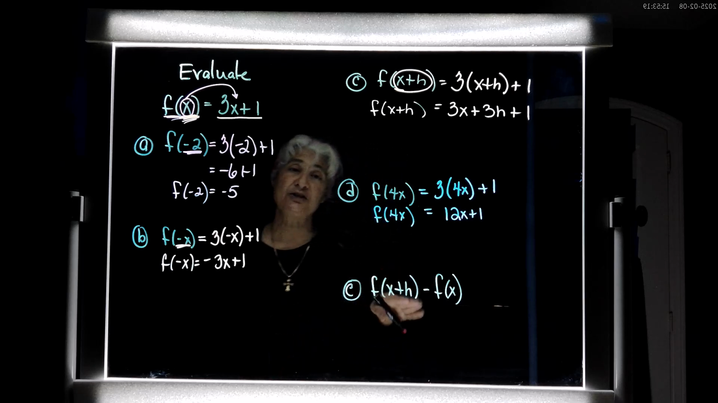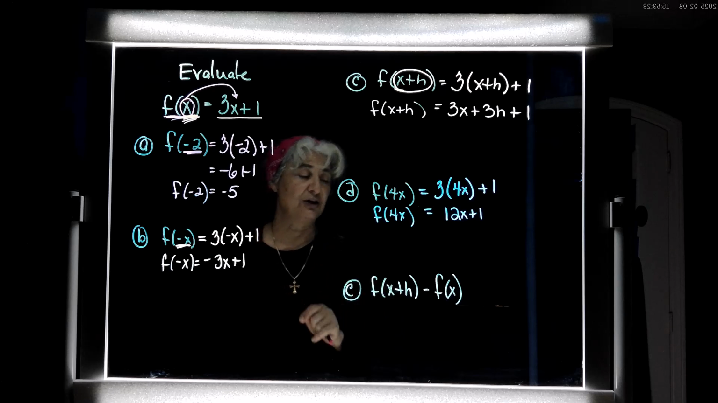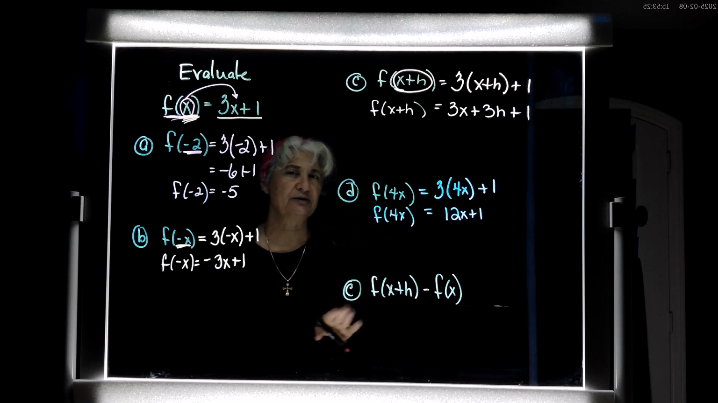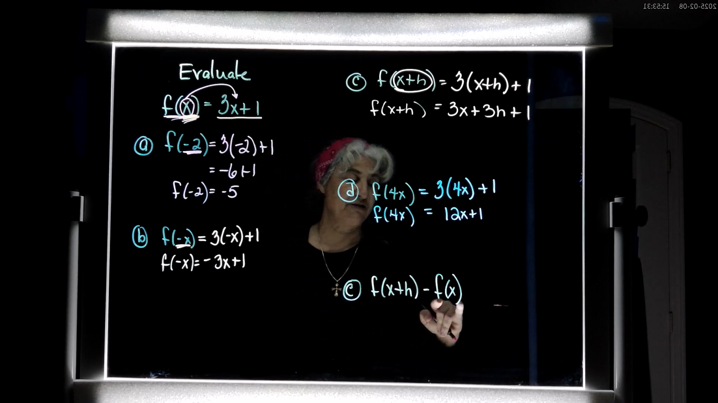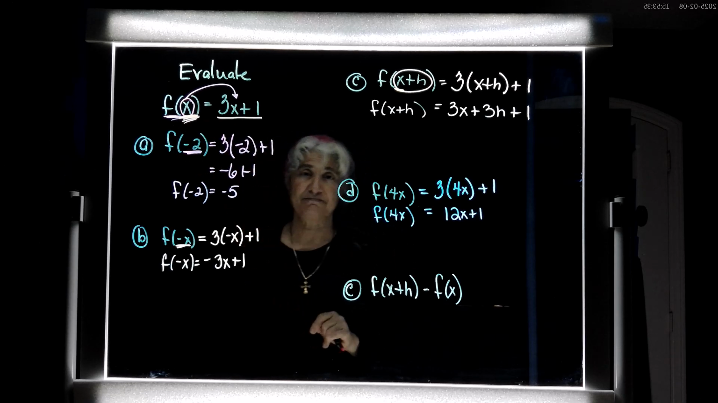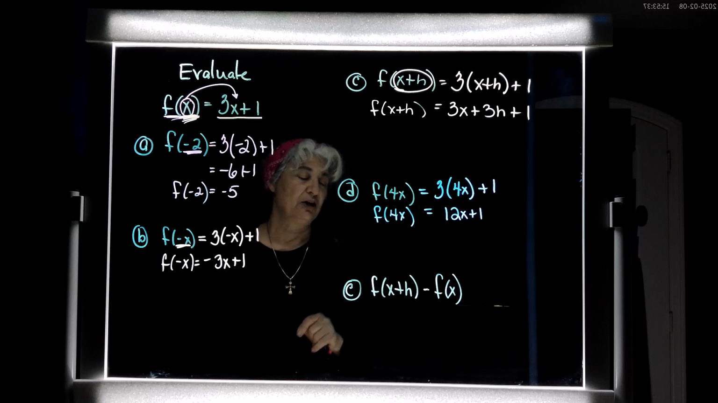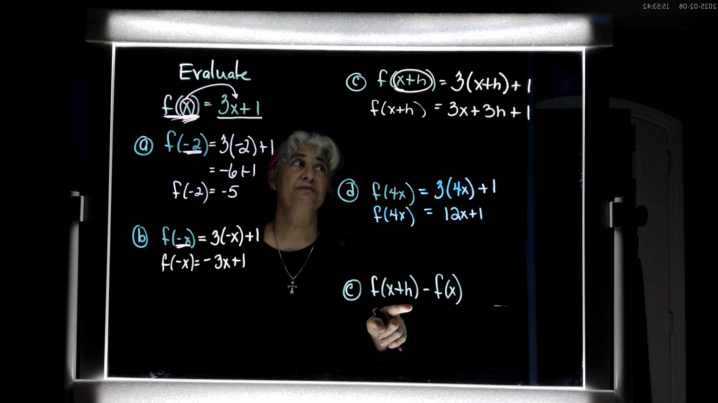Last but not least, letter E. Okay, now this one's interesting. This one's a prelude to the difference quotient. So just remember that. It's a prelude to the difference quotient. This tells me to take f of x plus h and subtract f of x. Well, isn't f of x the original function? Okay. Gratefully, in part C, we already did this first one, didn't we?